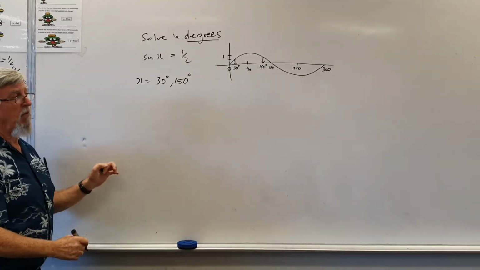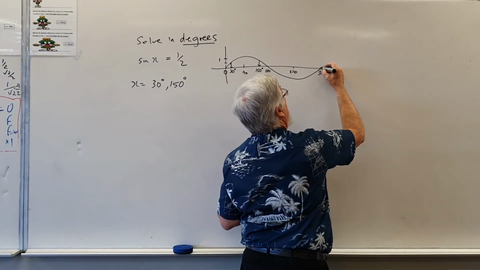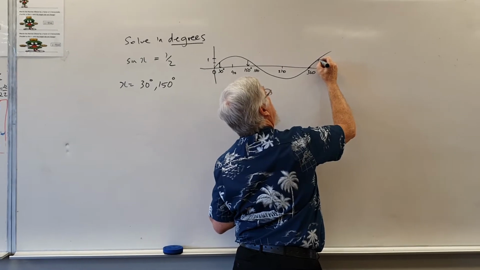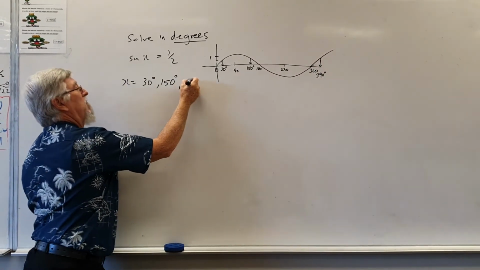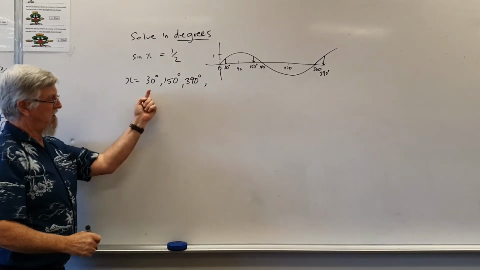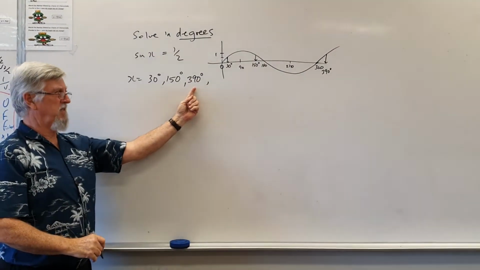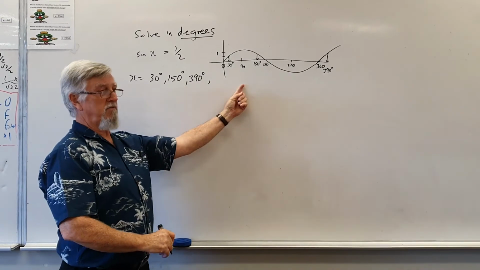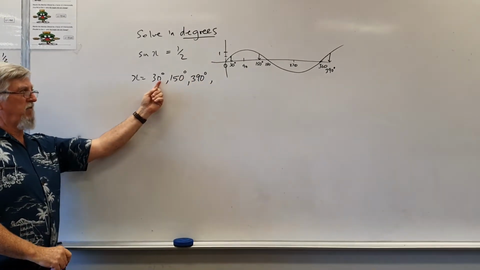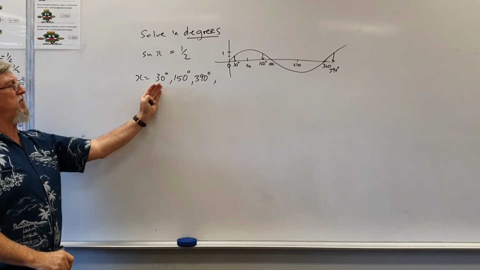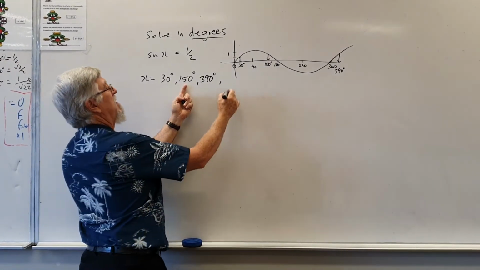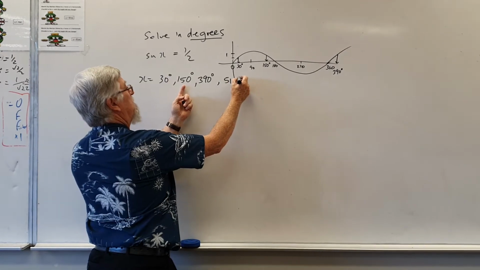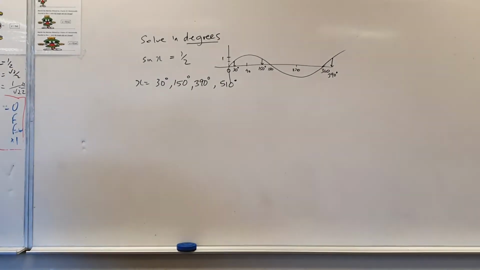Of course, there's going to be more as well. If I kept my graph going over here, I have another one here, and that will be at 390 degrees. So I could keep going on the pattern. You might notice that from that one to that one was 360, so I can go another 360. I can go backwards 360, but for the moment we'll just look at positives. So this one, I can add 360 and I get 510 degrees. So I've got four answers for that question.